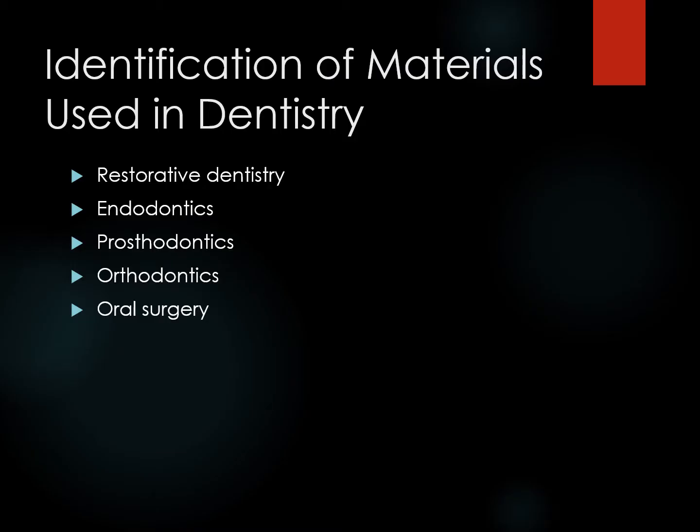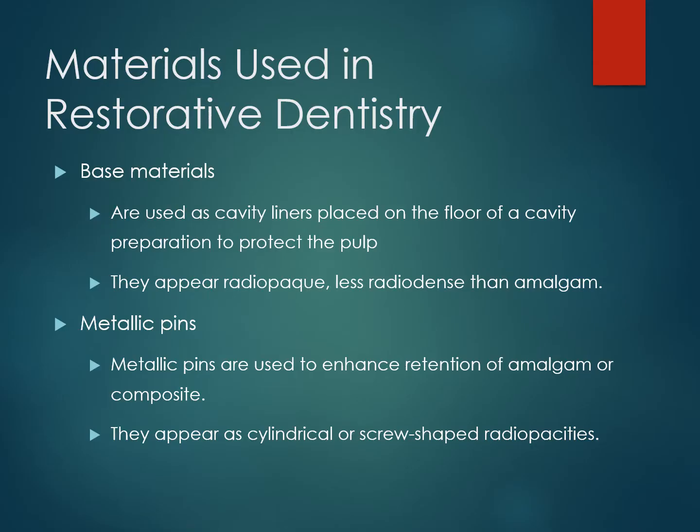Okay, so we're also going to be talking about other materials that we might use in dentistry. We talked a little bit about restorative dentistry. We're going to talk about endodontics, prosthodontics, orthodontics, and oral surgery, the different stuff that they place in there. We talked about it a little bit when we talked about porcelain crowns, about base materials. There is cement, which is one of the types of base materials, but there are others too.